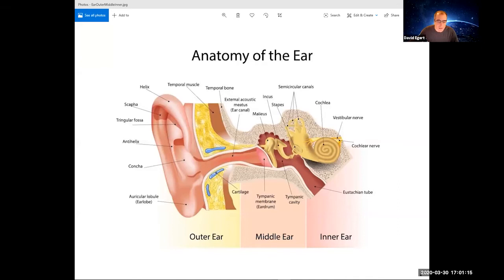All right, so we are going to continue with the ear. So let me go share my screen, annotate. Yeah, I'm going to get better and better at this as we go.